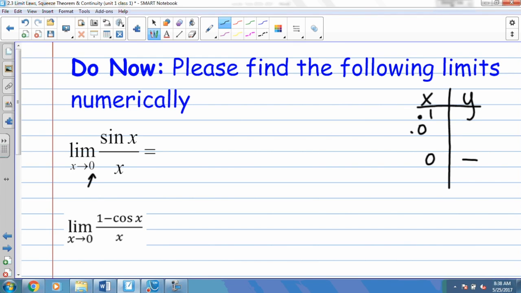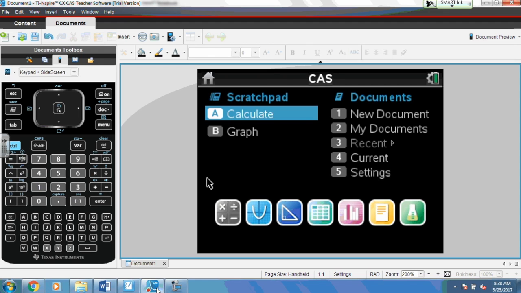So I'm going to come in from the right-hand side: 0.1, 0.01, 0.001, getting closer and closer to 0. And then I'm going to do the same thing from the left-hand side: negative 0.1, negative 0.01, negative 0.001. So getting closer and closer to 0 from each side. Okay, so that 0 is the value that's not defined for the limit.